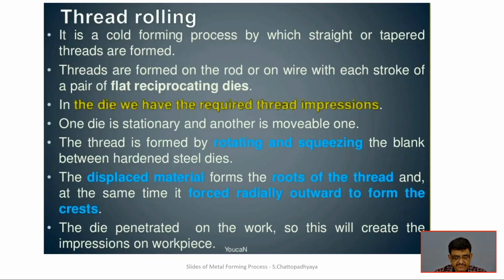And a very productive activity that is called thread rolling. Thread rolling, 95 to 98, maybe 99% of the threads are produced by thread rolling activity. It's a very productive activity. It is mainly a cold forming process. Straight or tapered threads are formed because of the shapes. Typical type of shapes or rolls are there associated, and threads are formed on the rod or wire with each stroke of a pair of flat reciprocating dies.